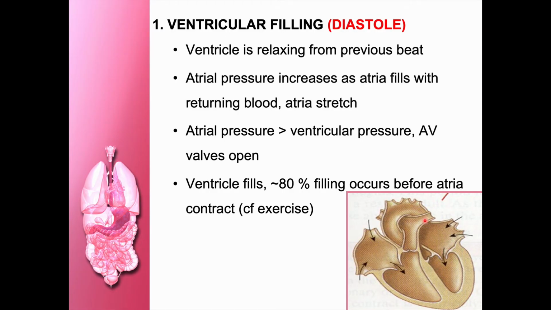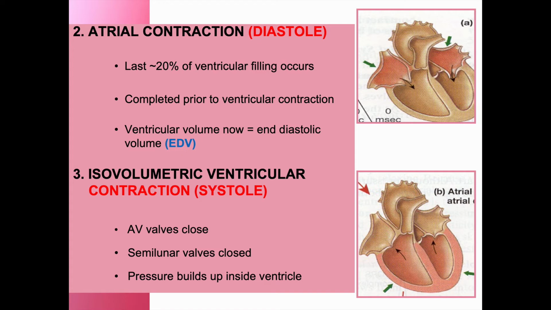So if you look at this step, first there is ventricular filling. Here they are coming starting from the middle. There is ventricular filling. Okay. The ventricle is relaxing from previous beat. Atrial pressure increases as atria fills with returning blood. Then ventricle fills to 80%. Filling occurs before atrial contracts. Then the atrial contraction is starting where the 20% of the ventricle filling occurs. Okay. So completed prior to ventricular contraction.